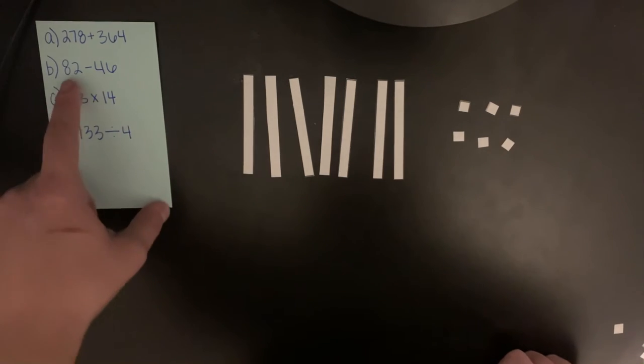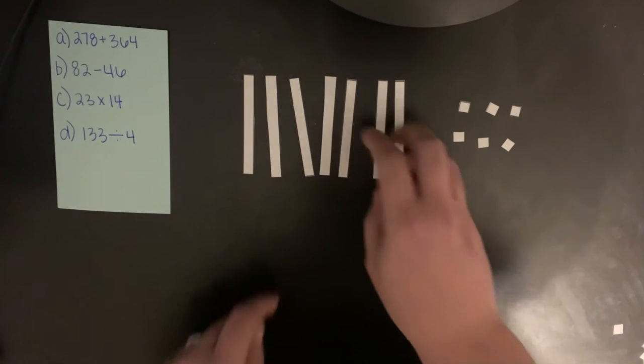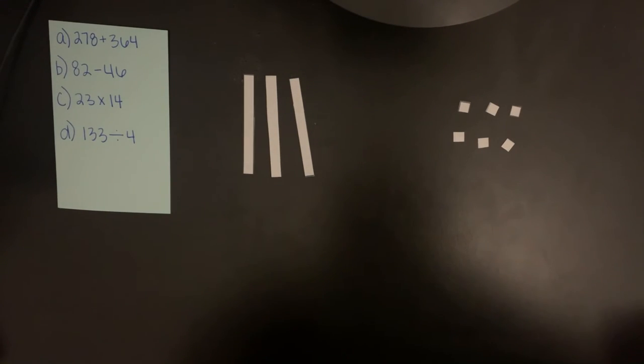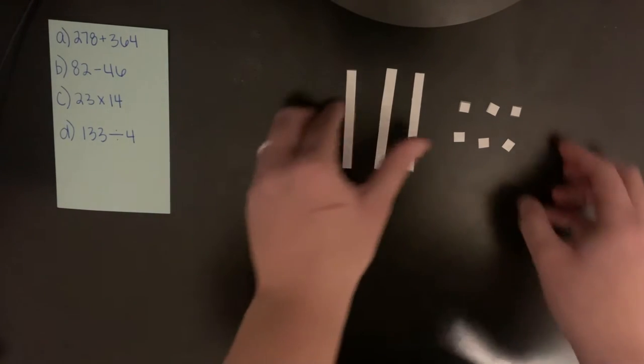Now, you want to move on to the second step of the problem, which is to subtract 40 from 80. So we have 80 here. We can take away 4 longs to remove 40. That leaves you with your answer, which is 36.